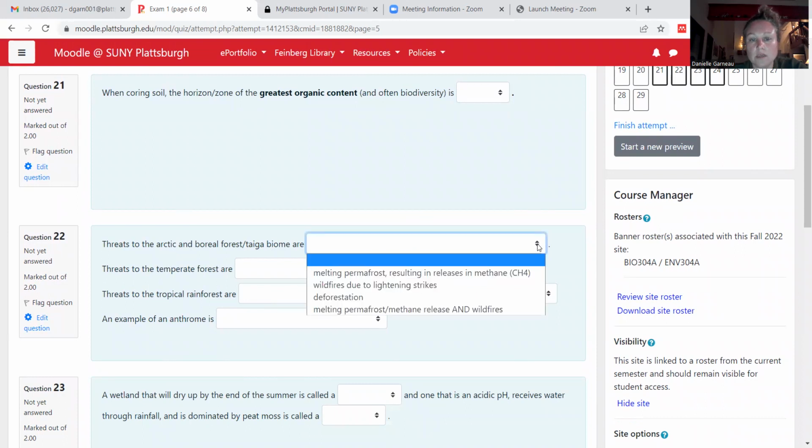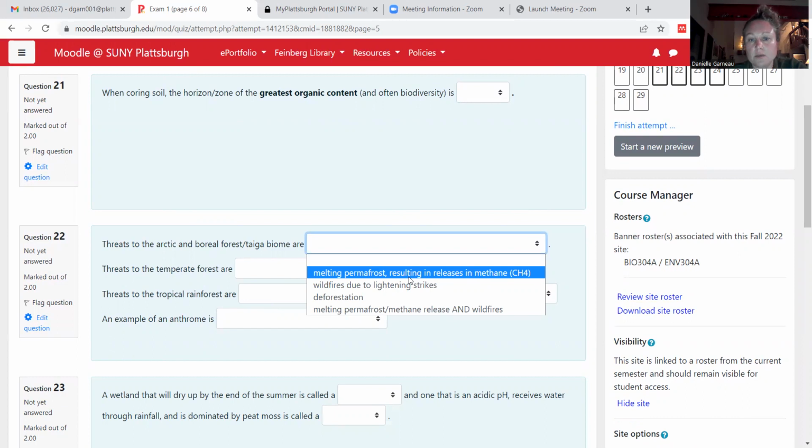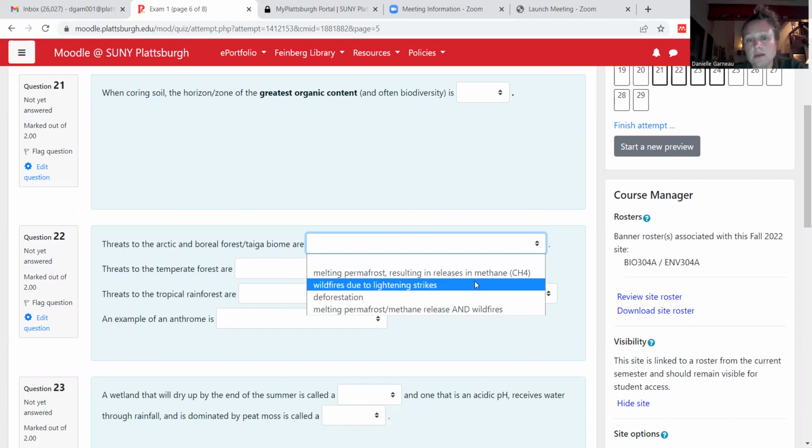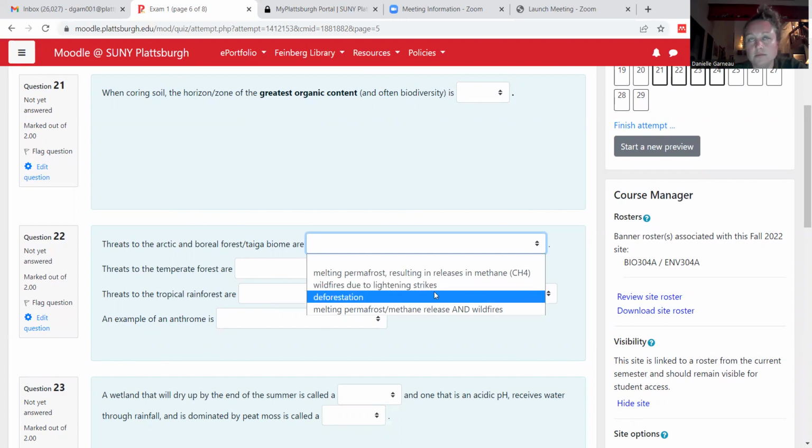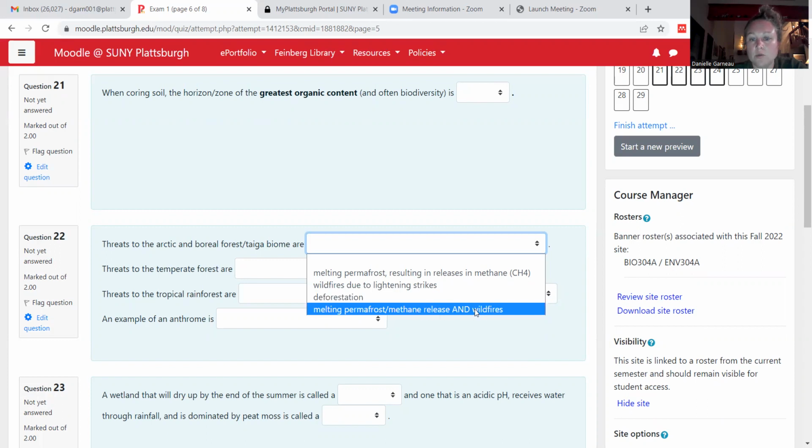All right, threats to the Arctic and boreal forest regions. When we take a look over here, you'll see there's melting permafrost and methane being released. That's true. We talked about that being a concern, right? Going from sinks to sources. Wildfires due to lightning strikes. I think I mentioned there were a lot of fires up where I am doing my research, right? So that's kind of true. Deforestation not really happening up in that area, to a tremendous amount. So the proper answer would actually be both methane release due to the melting permafrost and those wildfires.